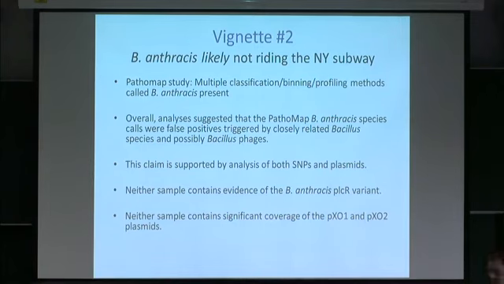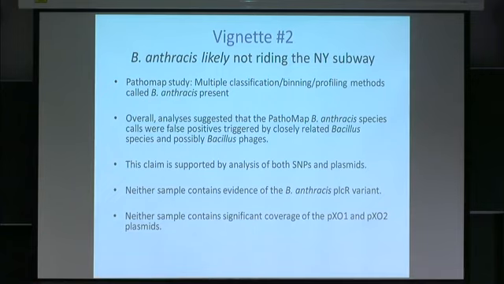The second example of this is a New York subway study, a pathogen map study that sampled multiple sites and used multiple classification and profiling methods. It called B. anthracis present in two of the samples, I believe. And that raised a lot of eyebrows because, again, as I just said, we want to be able to do this correctly, and this is a pretty big event if it is present.